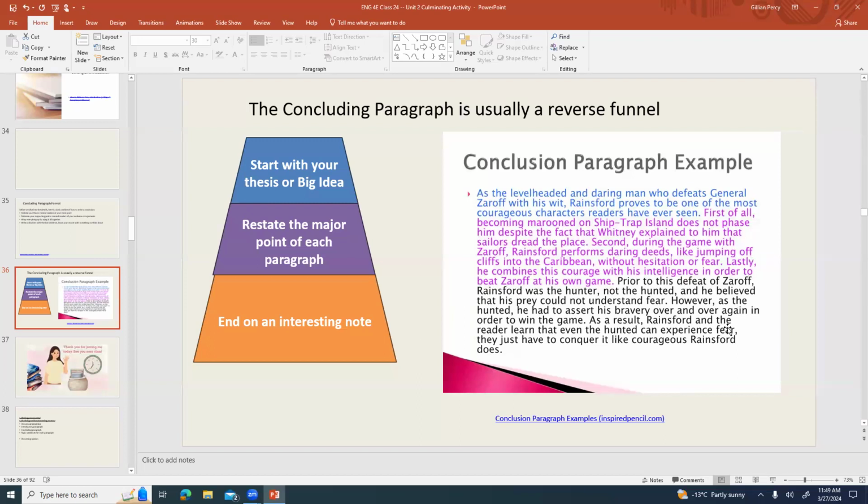And then he wraps things up. Prior to this defeat of Zaroff, Rainsford was the hunter, not the hunted, and he believed that his prey could not understand fear. However, as the hunted, he had to assert his bravery over and over again in order to win the game. As a result, Rainsford and the reader learn that even the hunted can experience fear. They just have to conquer it, like the courageous Rainsford does. So that is an example of somebody finishing up their essay.